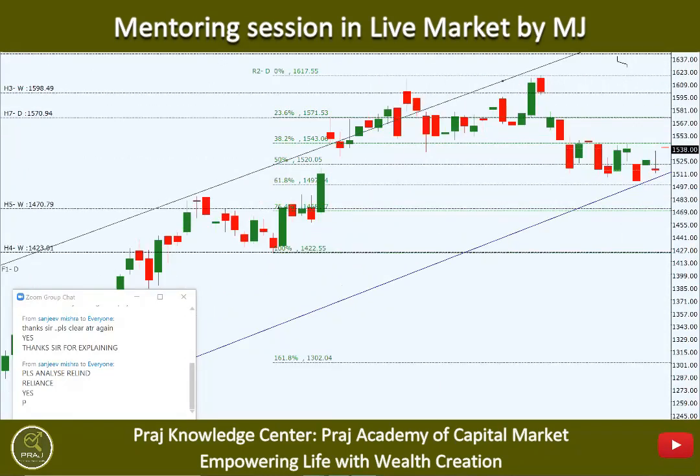So this is a gap in the same direction. The market was going up, it opened upside. So this is a novice gap. And the specialty of a novice gap is that they get filled up very fast. So Reliance has filled up this gap.